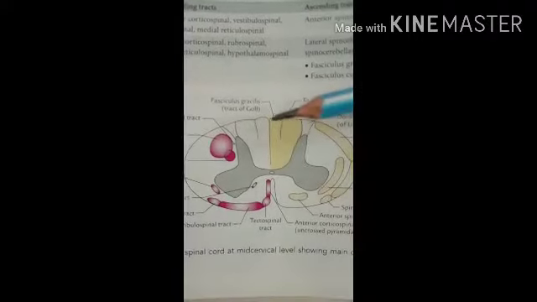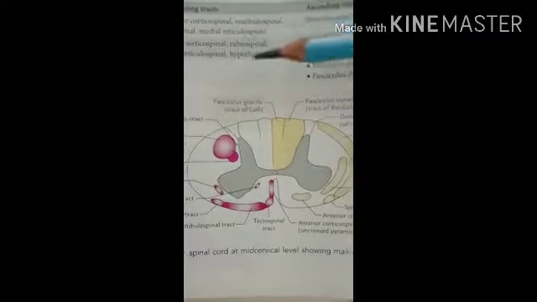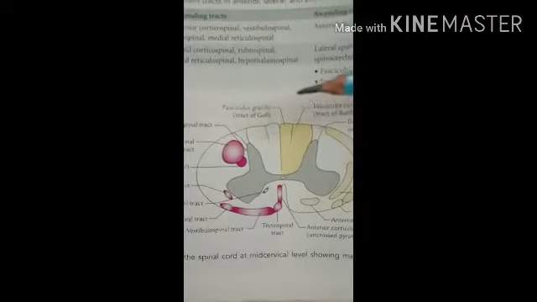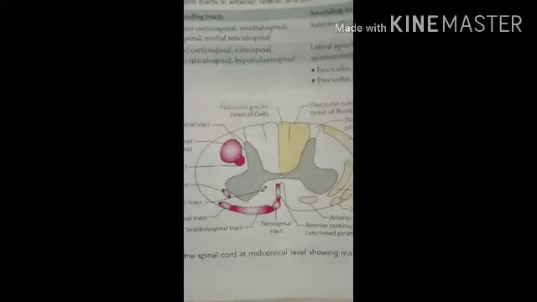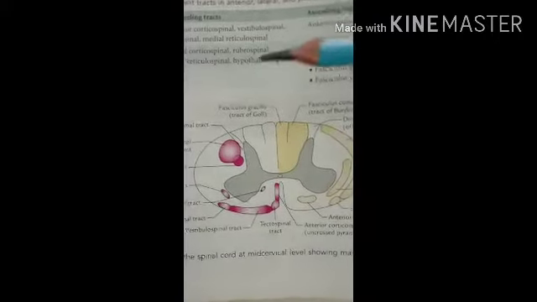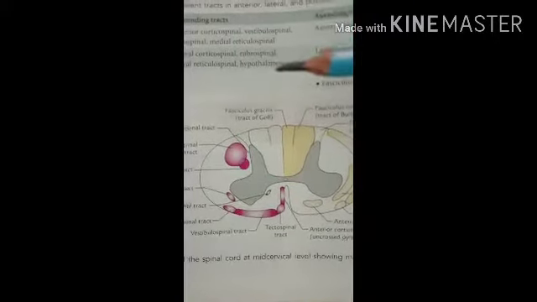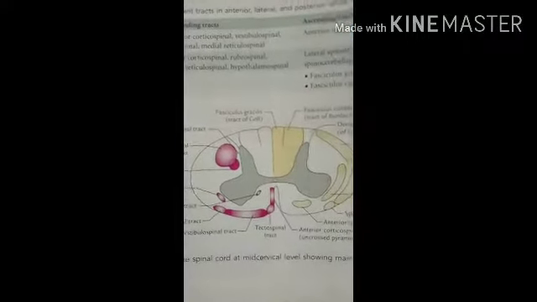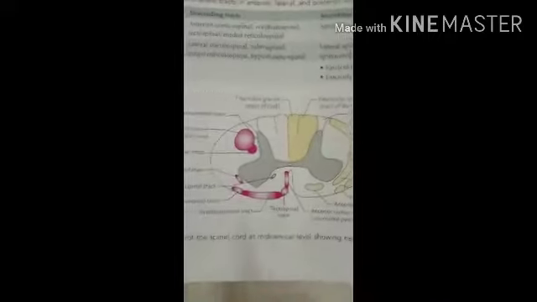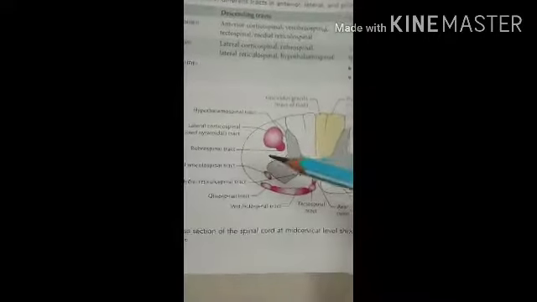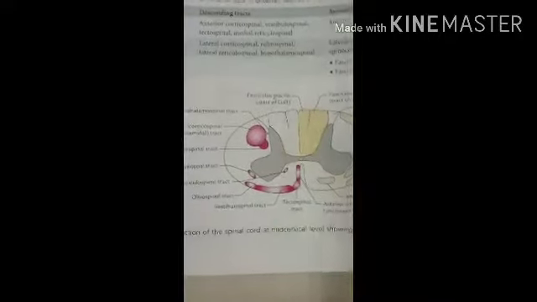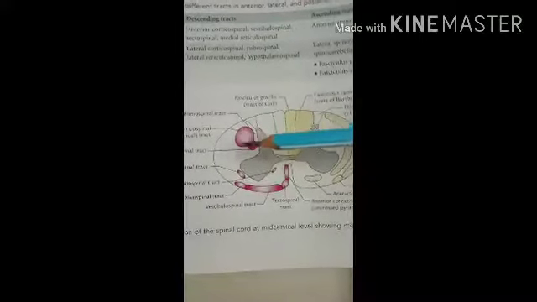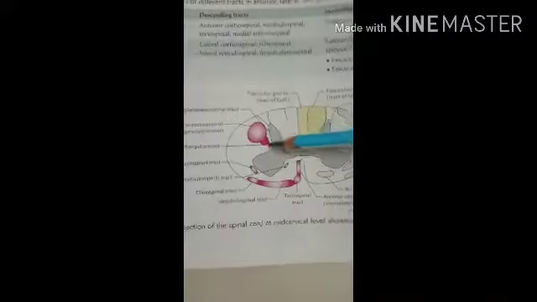Then the functions: the cerebral cortex controls the voluntary movement of the opposite half of the body through the anterior horn cell. The influence of this tract is facilitatory for the flexors and inhibitory for the extensors. Next is the rubrospinal tract. It forms the tract of the red nucleus, which is situated in the midbrain.